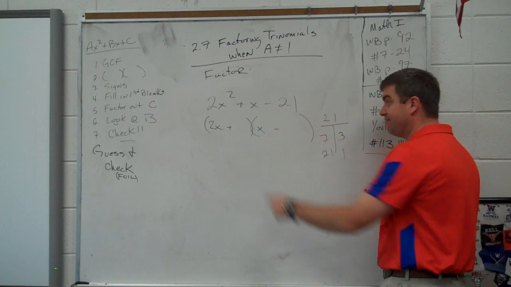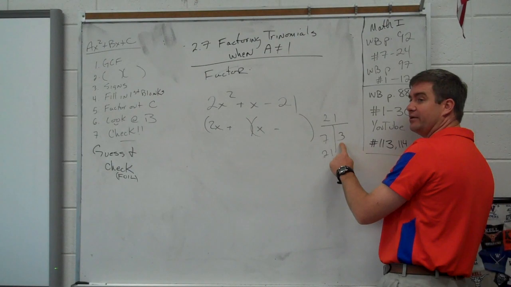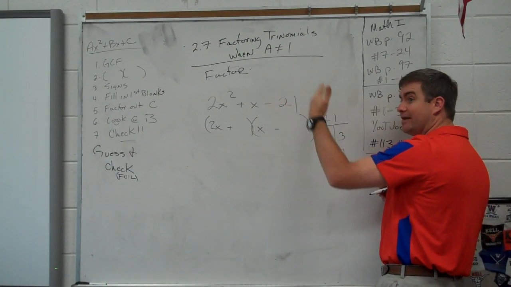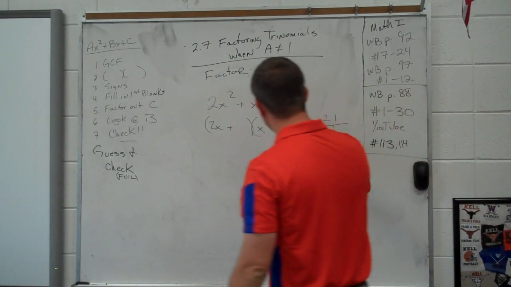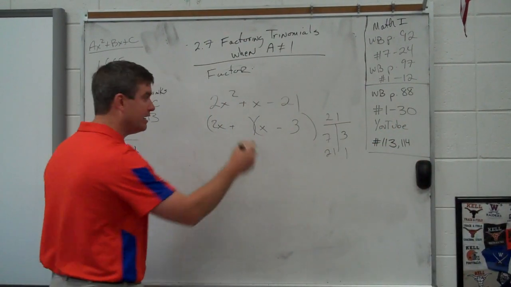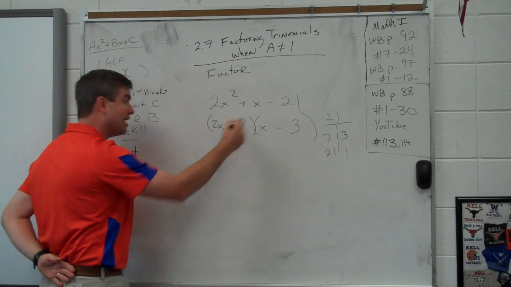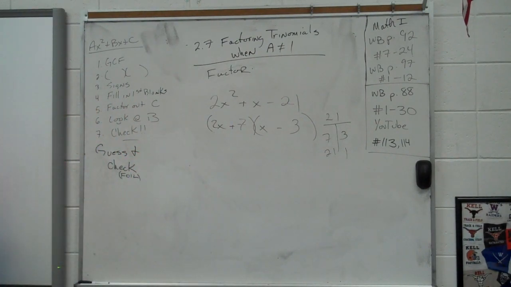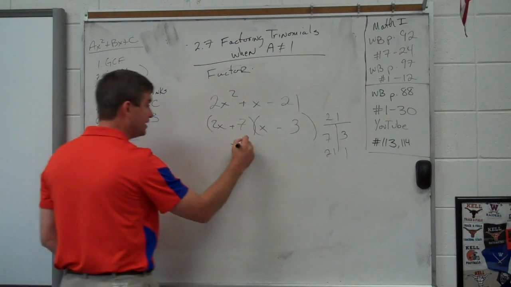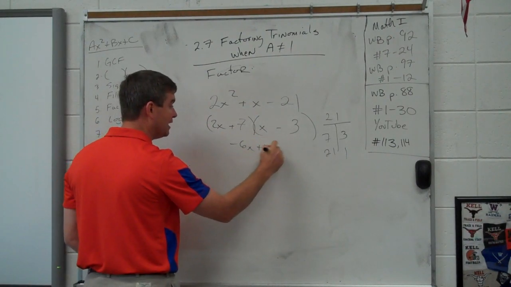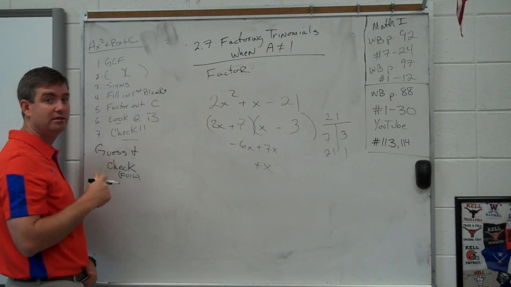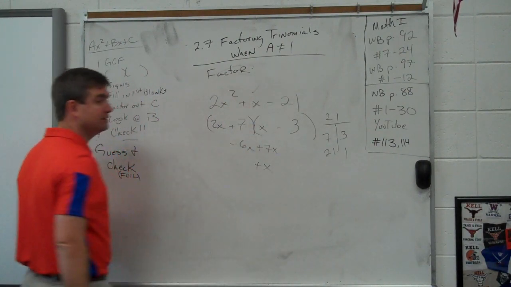Yes, it could. If I want the 2 to be multiplied by the 3 so that I'll get a 6, where does the 3 need to go? In the first slot or the second slot? Second. It needs to go in the second slot. If 3 goes there, then what has to go here? 7. Now what do I need to do? I need to check it. The outside gives me negative 6x. The inside gives me positive 7x, which is positive x in the middle. Is that what I wanted? Yes it is, so it checks.